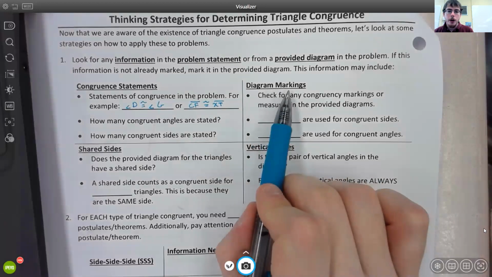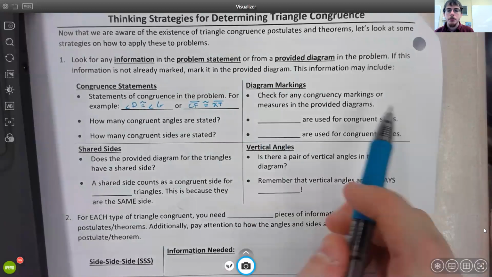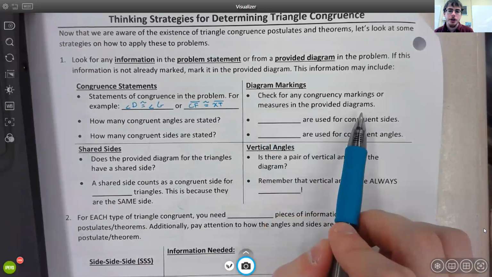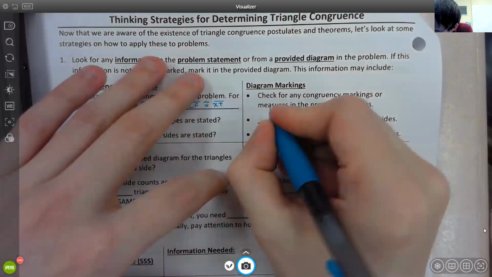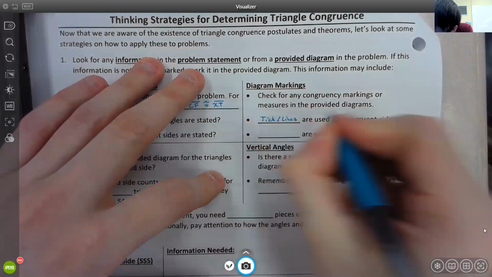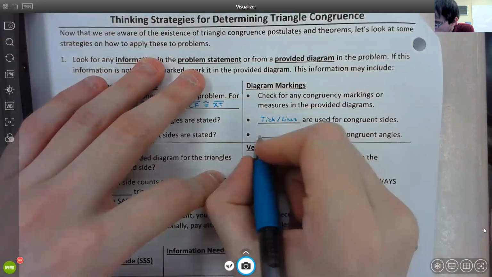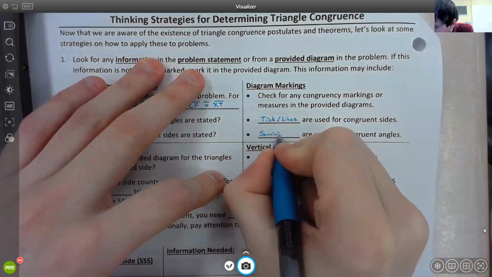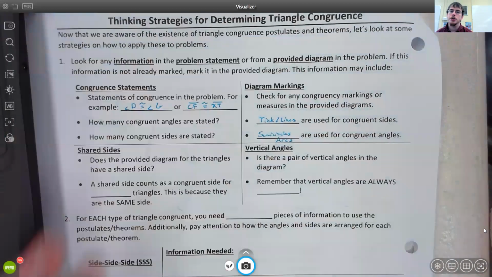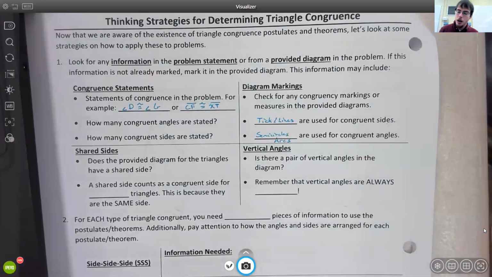Next up is diagram markings. This is if you're already given a diagram with markings. So you're going to check for any congruency markings or measures in the provided diagrams. Remember that tick marks or lines are used for congruent sides, and semicircles or arcs are used for congruent angles. Okay, and the number matters.